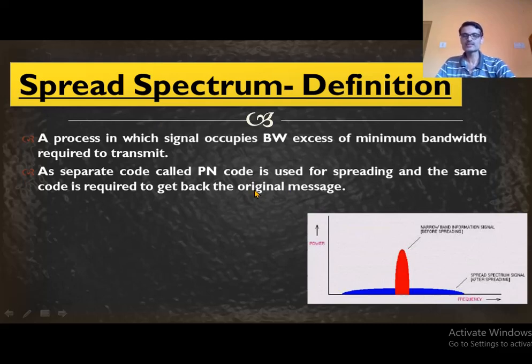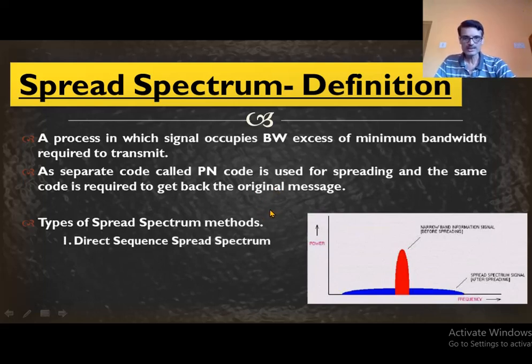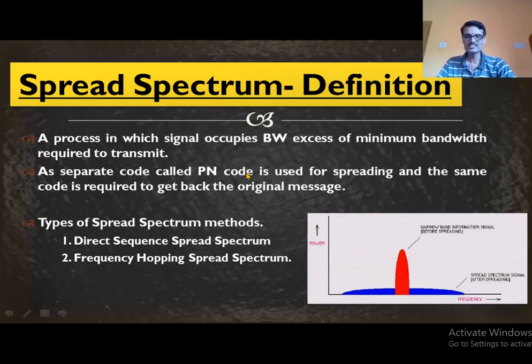Now, what are the different types of Spread Spectrum techniques? The first is called direct sequence Spread Spectrum, in short DSSS. The second is called frequency hopping Spread Spectrum, which is called FHSS. In both Spread Spectrum methods, we use the PN code. What this PN code is, we will understand later. We use the PN code for the spreading purpose.